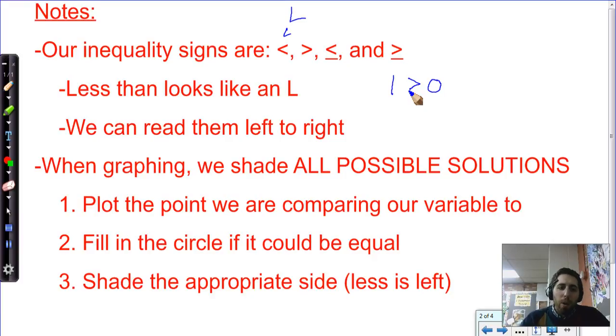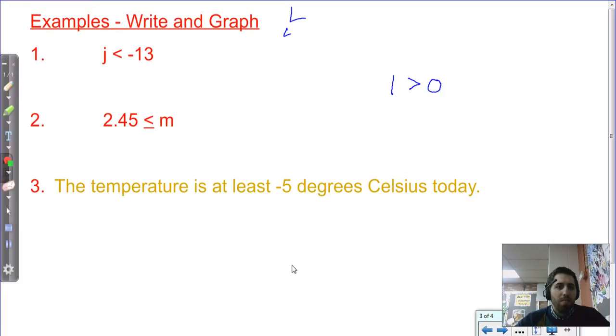How do we graph them? We plot the point we're comparing our variable to. Then we fill in the circle if our variable could be equal to that focus point, and then we shade the appropriate side. Less than is to the left, and that should be familiar to us all. Let's go on and do some examples.